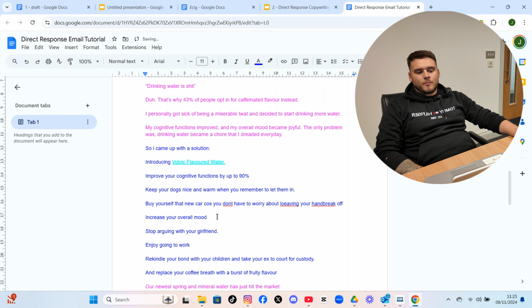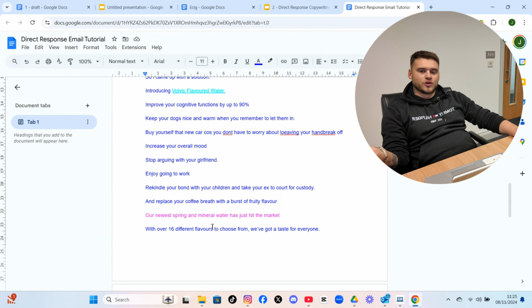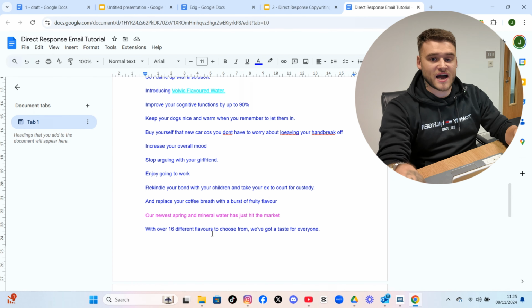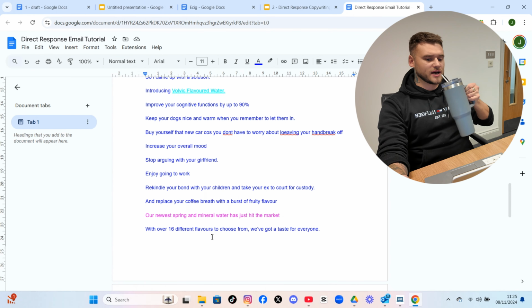Just expand. The more ways you explain how your solution is going to solve their problems and the more real world examples you use, the more it's going to fortify the copy and the more it's going to build authority with the thing that you are trying to sell.